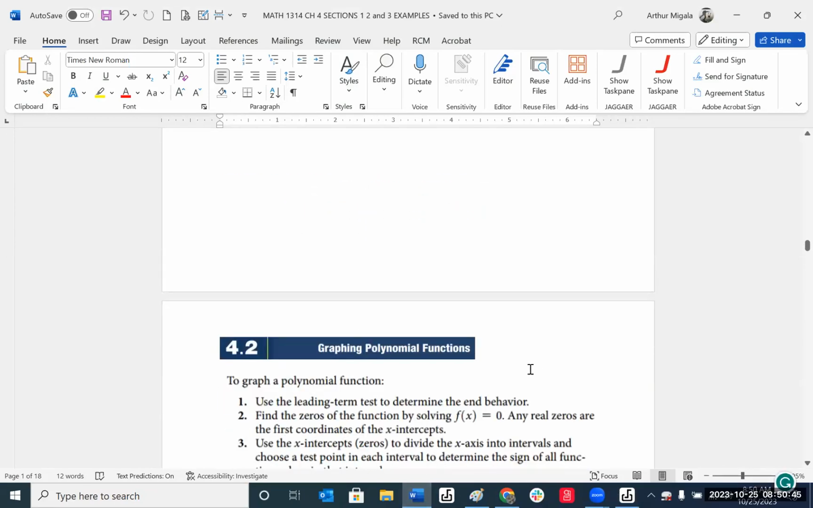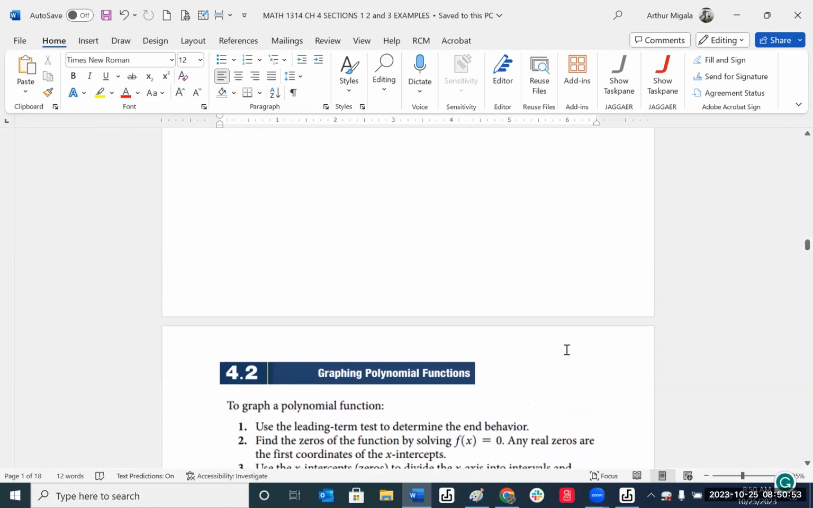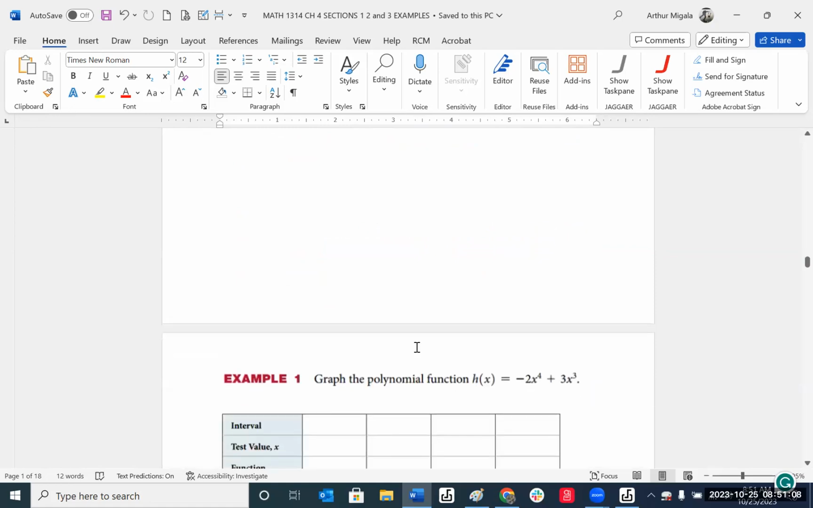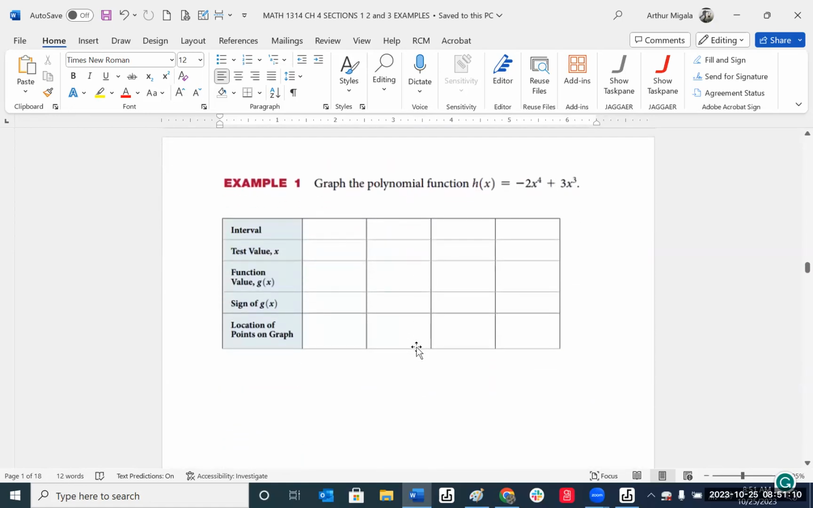Okay, that does it for section 1. Section 2. Graphing polynomials. Here are the procedures. To graph polynomials, do the leading term test so you know what the shape looks like. Find the zeros, find the x-intercepts, find the y-intercepts. Don't worry about writing that stuff down. We'll do this together.